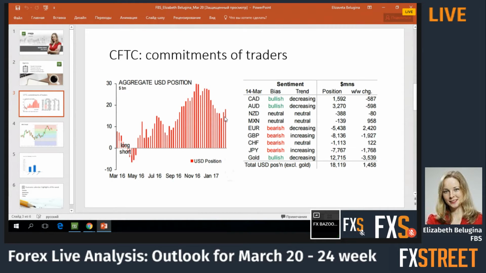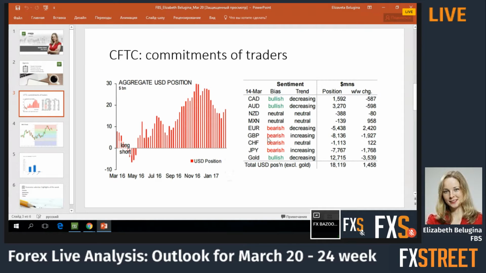Actually, it has been rising for 6 weeks in a row, and during the week we are reviewing, there was a sizable increase of this short position on the British pound.